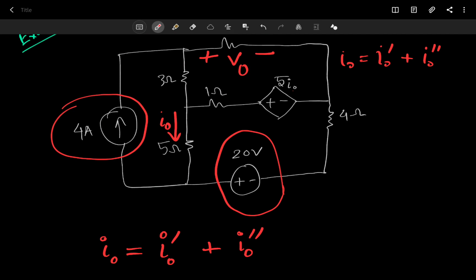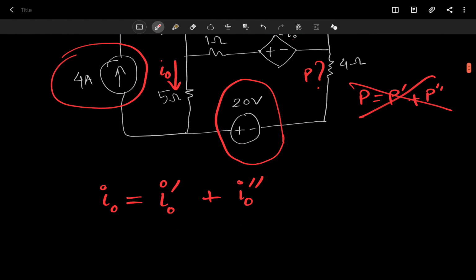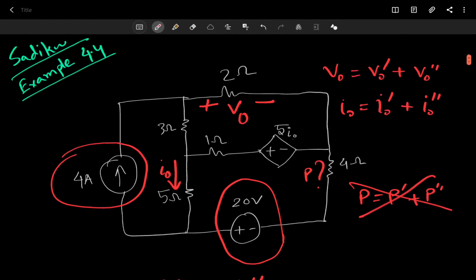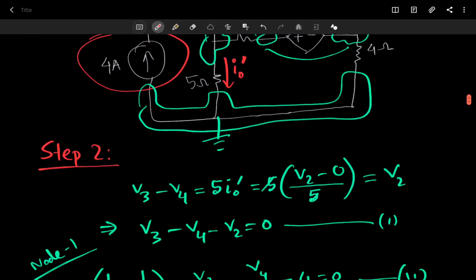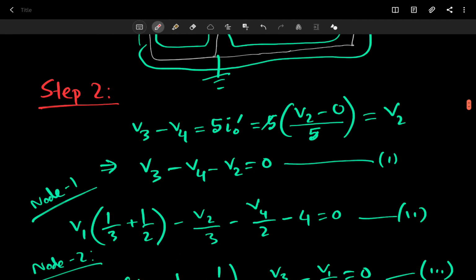Okay, so maybe I told you to figure out the power of this circuit. So you cannot add up the power components, let's say P prime and P double prime. You cannot do that. Why can't you do that? This is because of something called linearity. So this is something I wanted to talk about. Look, all our equations are linear, right? We have nowhere a square or something like that.